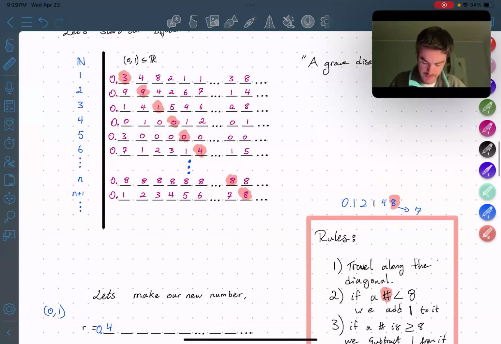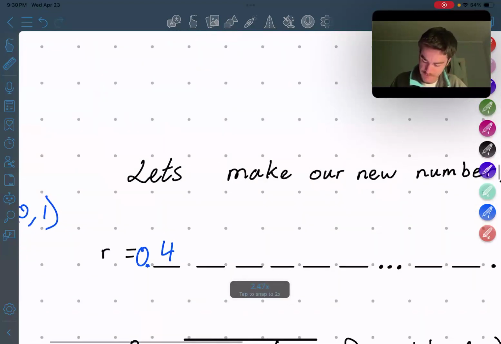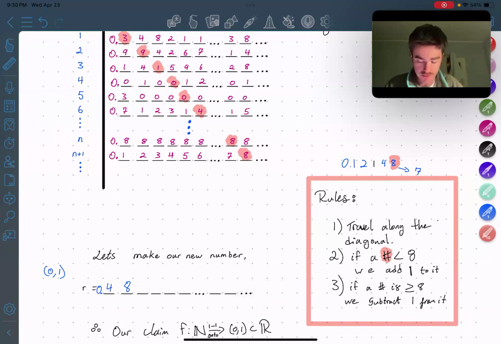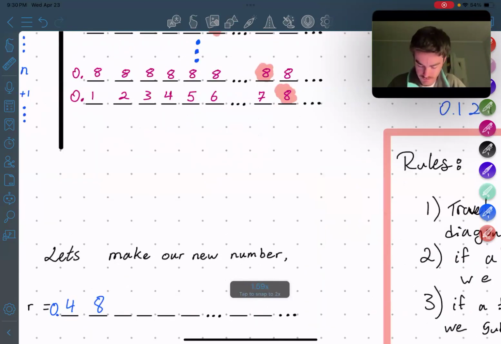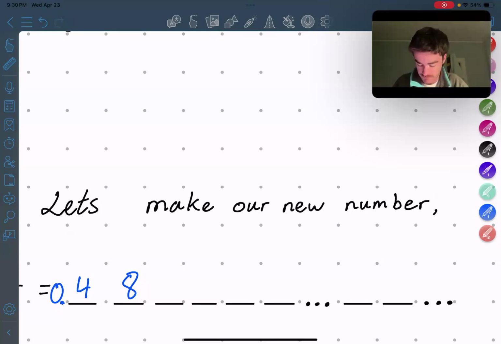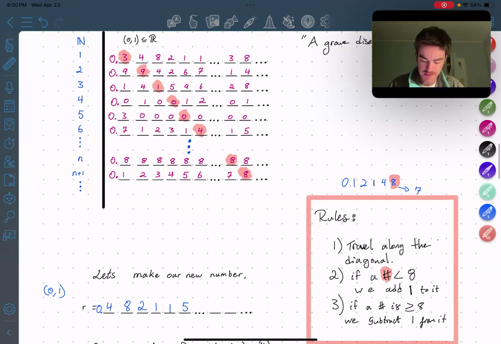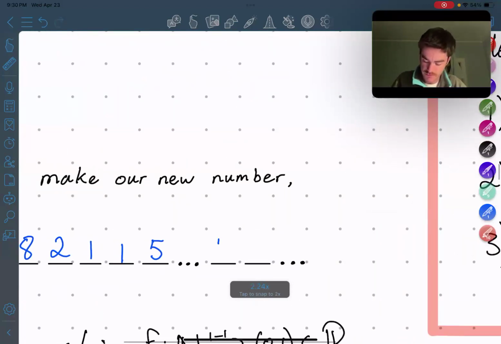Then I go back up, and I've got a 9. We take that 9 and subtract 1, which gives us an 8, because 9 is greater than or equal to 8. Then I've got 1, 0, 0, 4. I'm going to do these all at once. Starting with 1, I add 1, which makes a 2. I've got 0, 0, so we go 1, 1. Then I've got a 4, which we turn into a 5. And our last 2 are 8 and 8, so we subtract 1 and get 7, 7.